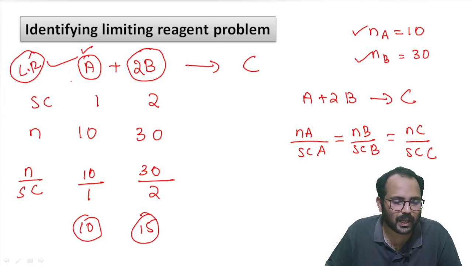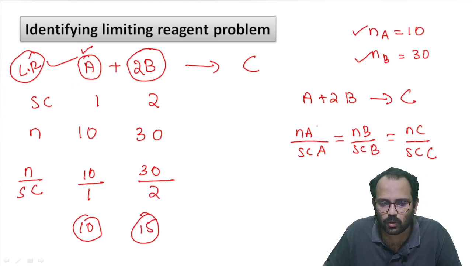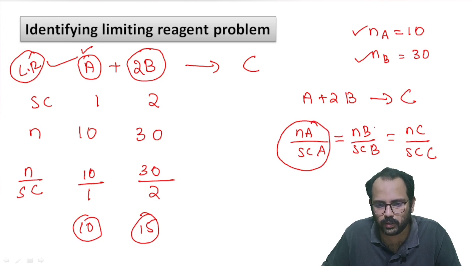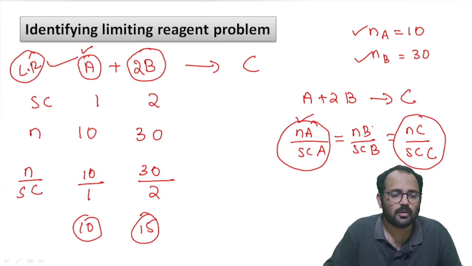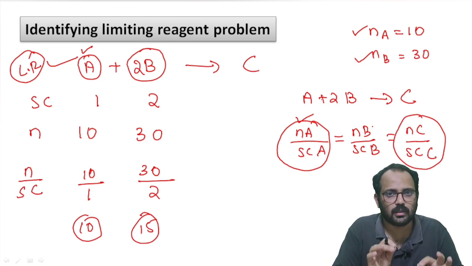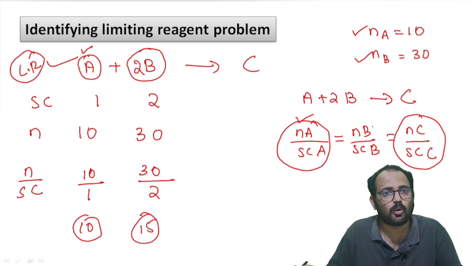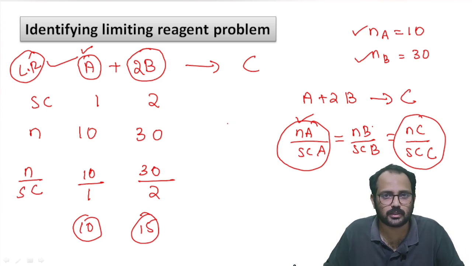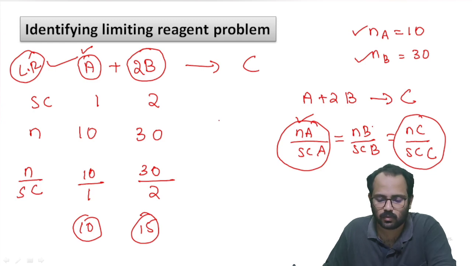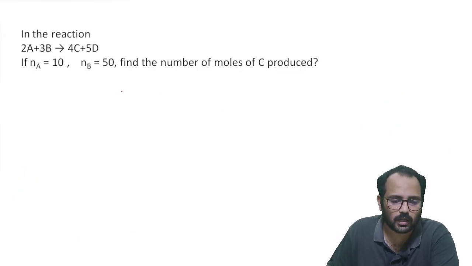In this case we got A as the limiting reagent. Now if you wanted to find out B, you have to equate it with A. If you wanted to find out C, you cannot equate C with B. What do you have to do? You have to equate that with A. So whatever you do, first you have to find out the limiting reagent. Then if you wanted to find out the product or the other reactant, you have to find it with respect to the limiting reagent. That is how it works. We'll see that in a few examples.